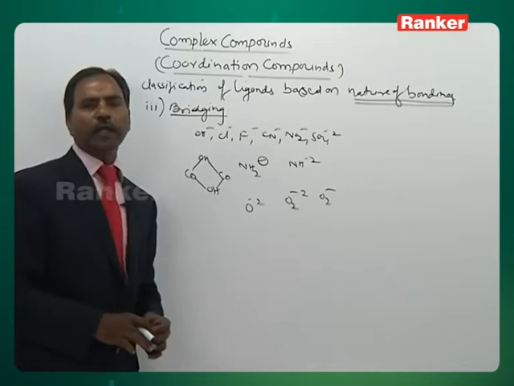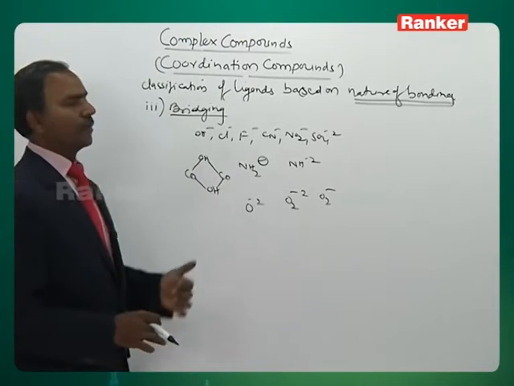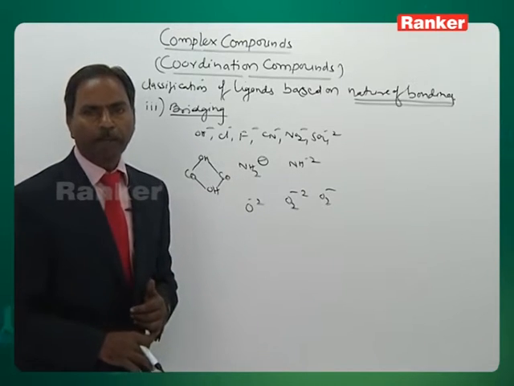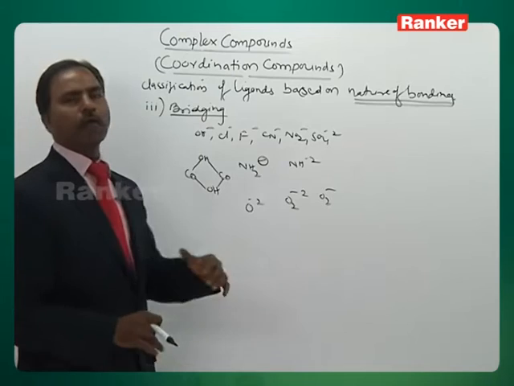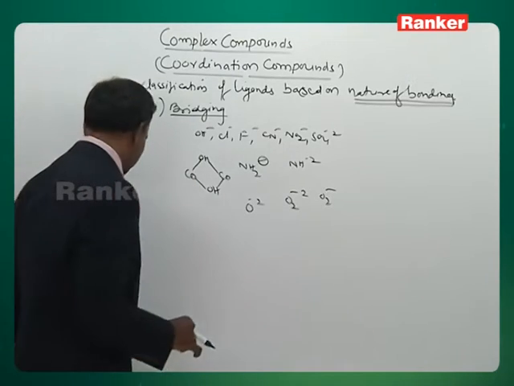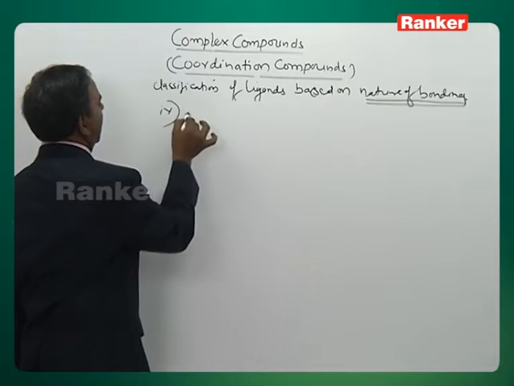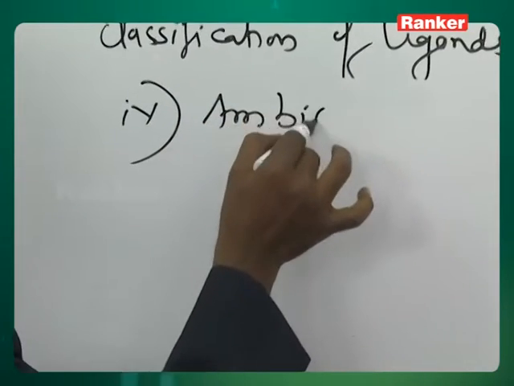So flexidentate, chelate ligands, and again bridging ligands. Next, the fourth type of ligands we can take is ambidentate ligands. Let me show what are ambidentate ligands. Fourth type of ligands, look at here, ambidentate ligands.